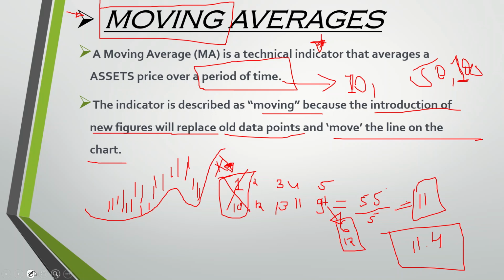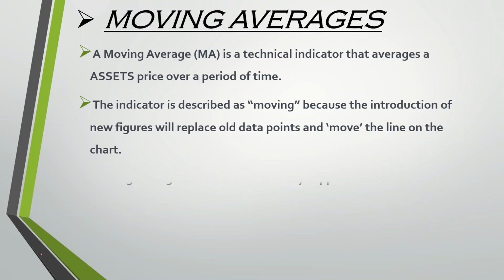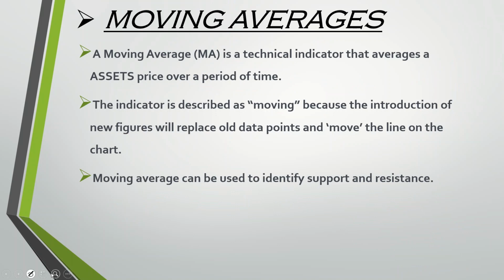Moving average can be used to identify support and resistance. I'll show it on a chart example. Moving average is a trend following indicator. Moving averages do not work well when the market is in a range. When the market is in a horizontal range or moving in a very narrow band, the moving average does not work well and will give you very false signals.